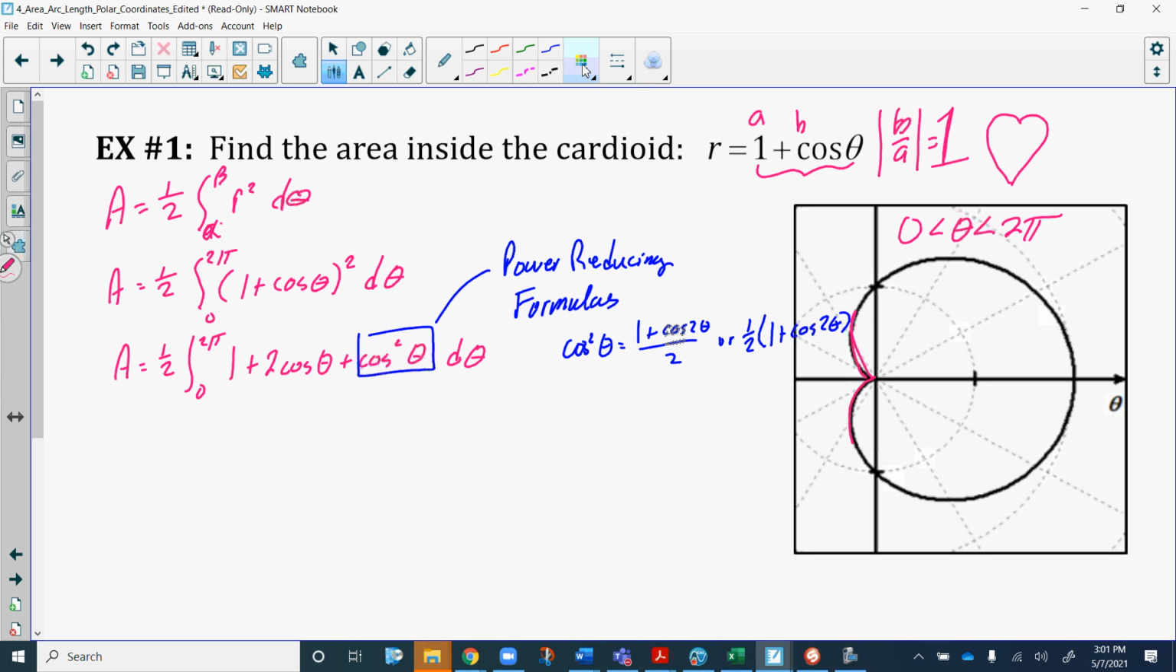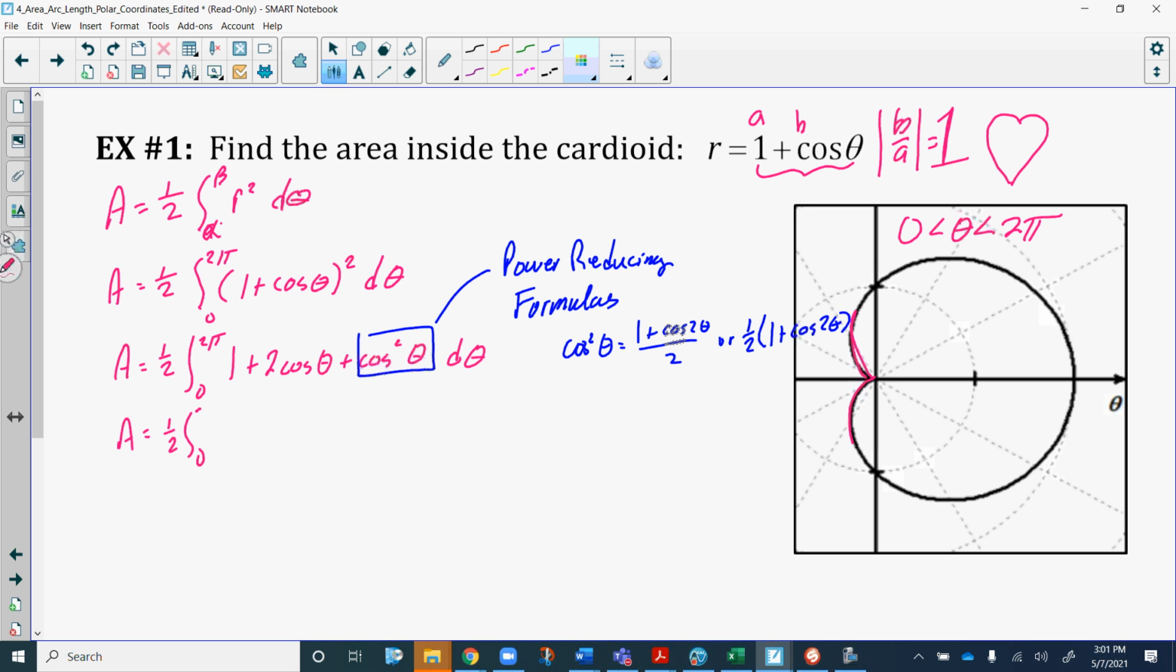So let's keep going here. The reason why I want to do that is because cosine of 2 theta is going to be easier to integrate than cosine squared of theta, because there's not going to be any real opportunity for me to create a trig identity with a sine squared plus cosine squared. So let's see what we get here.